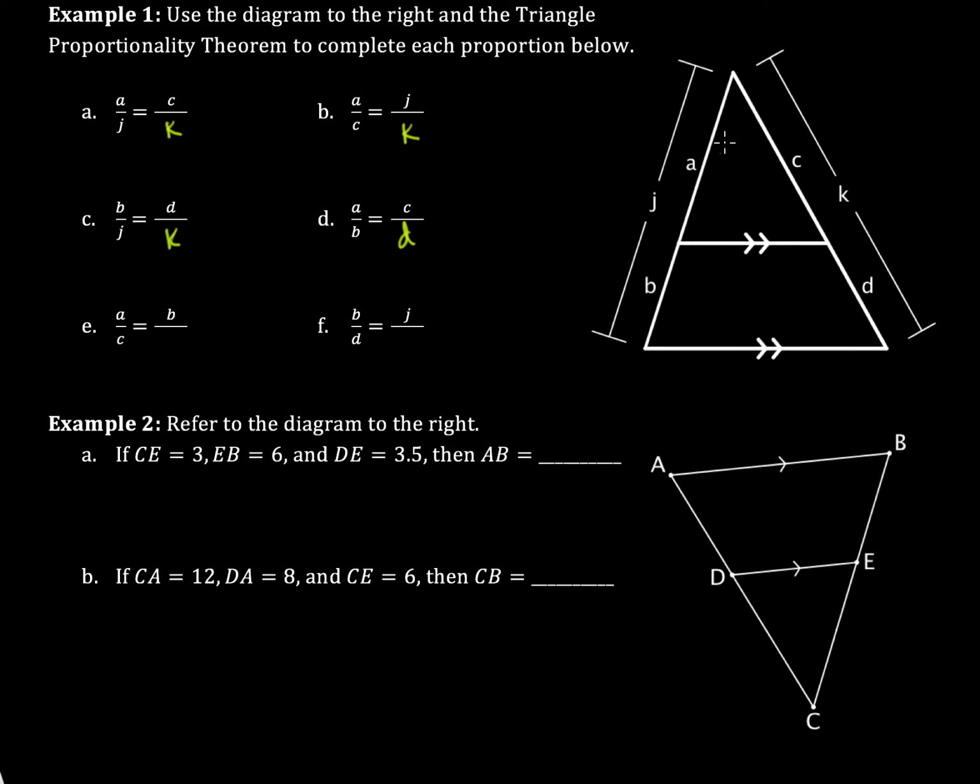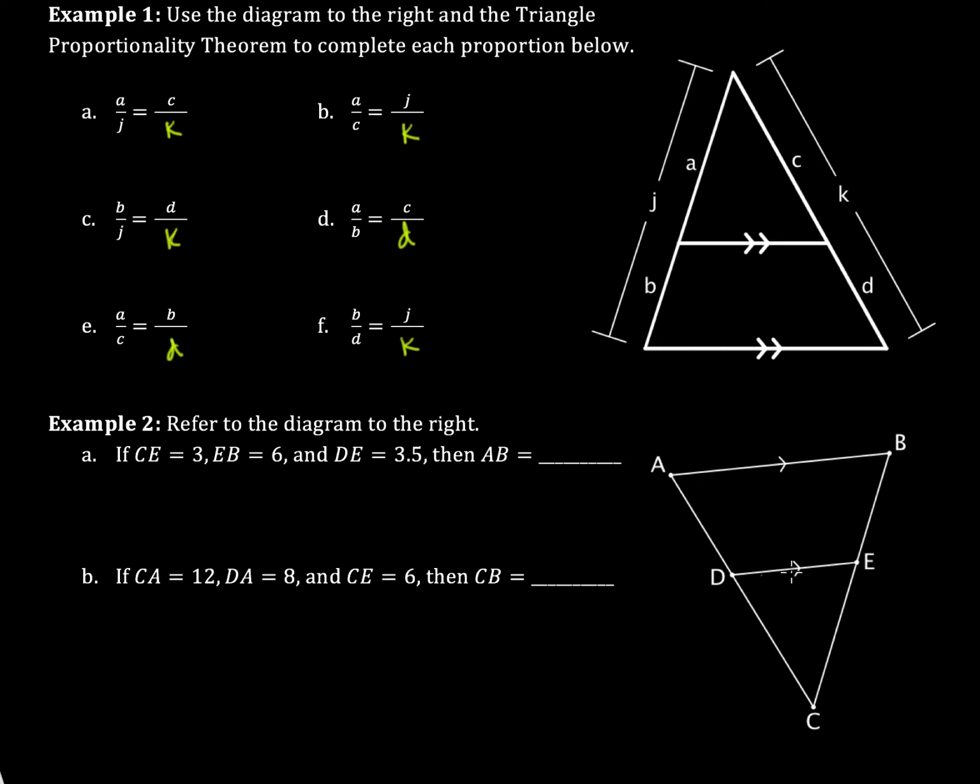And I have A over C equals B over what? So top left over top right equals bottom left over bottom right. So that would be a D. B over D, so bottom left over bottom right, would equal entire left, which is J, over entire right, which would be K again.